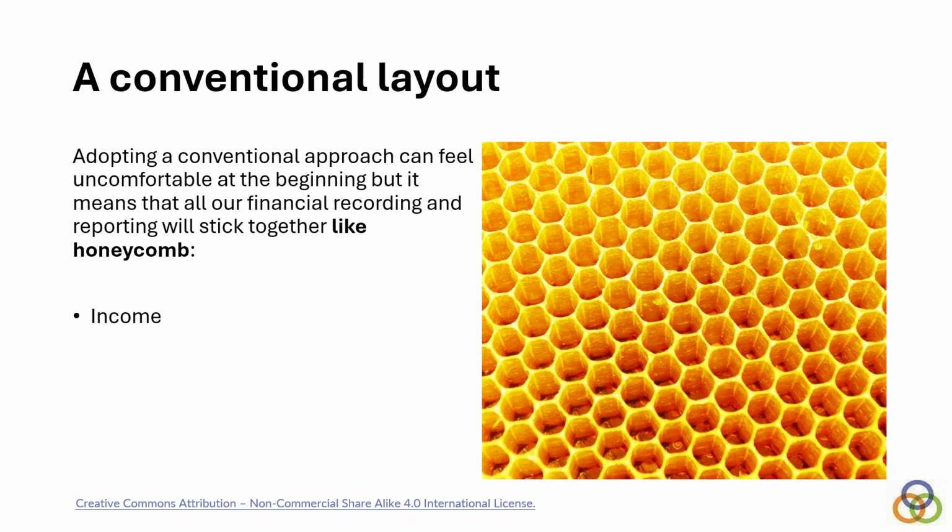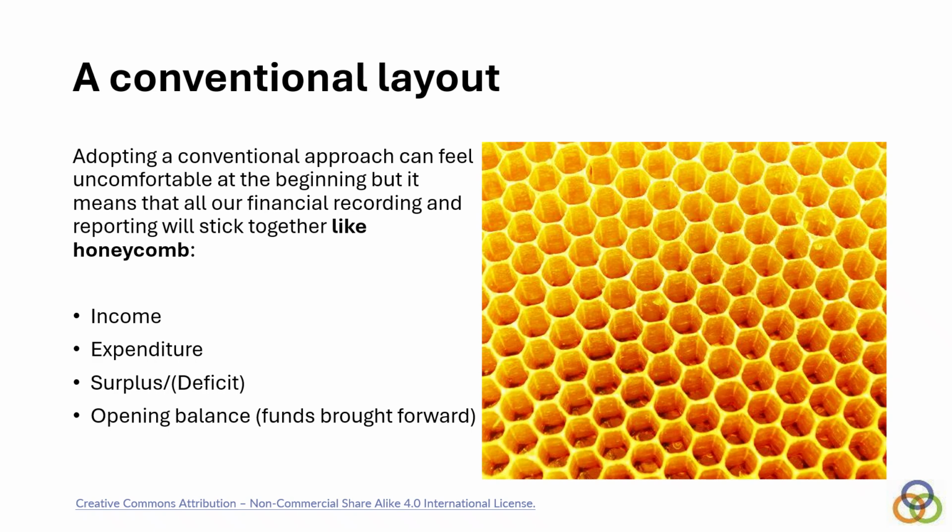And I see lots of intuitive systems that work very well for a long time, but after a while, I think we all need to move to the conventions. And a convention isn't really that complicated. It's income, expenditure, surplus, deficit, don't forget brackets mean negative, opening funds, also known as our funds brought forward from last year, and then closing balances, which are our funds carried forward to next year.